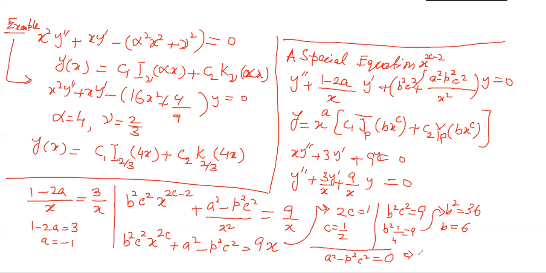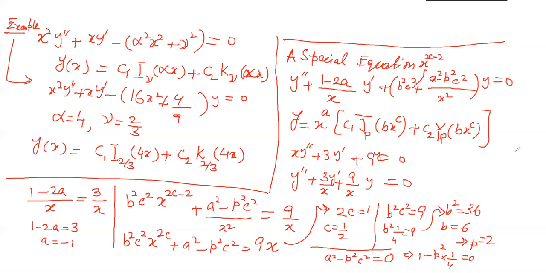A is minus 1, a minus 1 square is 1, minus b square, and then c is 1 by 2. So c square, it will be 1 by 4. So then from here, the value of p square minus 4 will be equal to 0. So we take it on that side. So p square is equal to 4. So p will be equal to 2. So now we have got all the values of this.